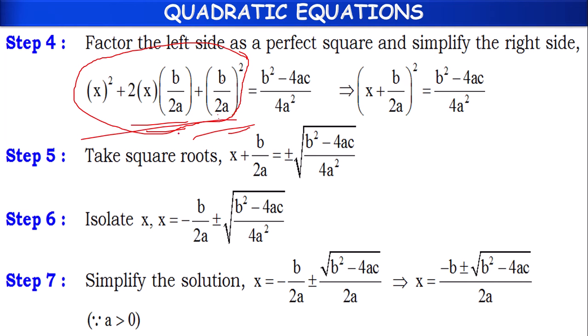The left hand side can be written like this, which is equal to a square plus 2ab plus b square, which in shortcut can be written as a plus b whole square. So the left hand side we have written like a square.